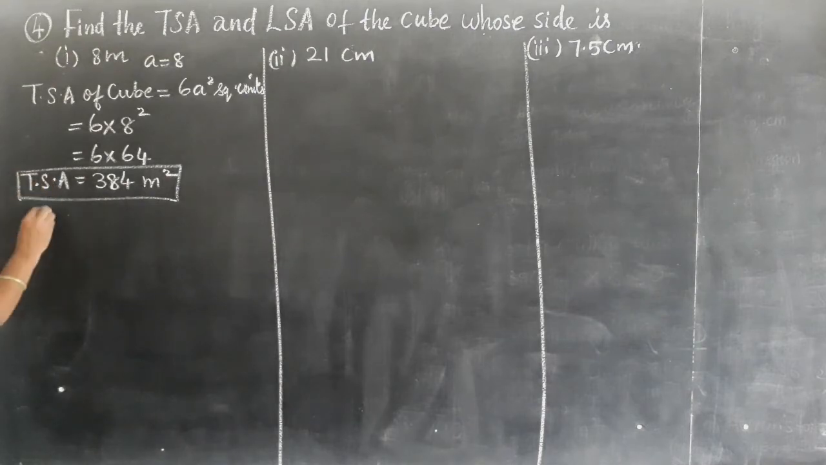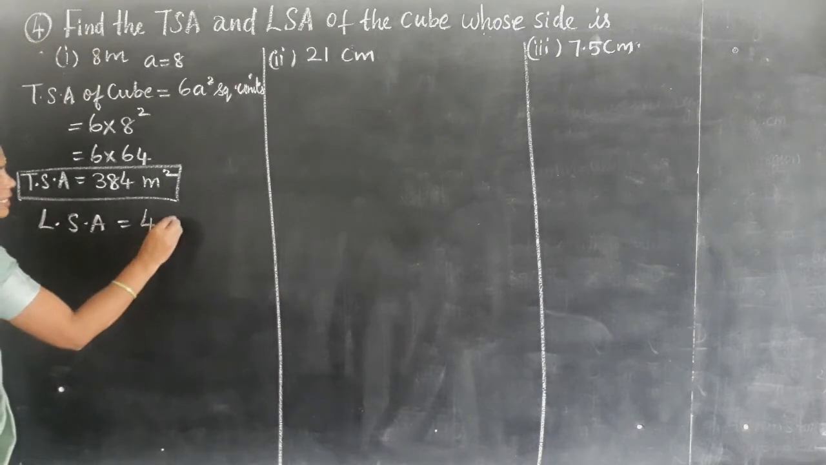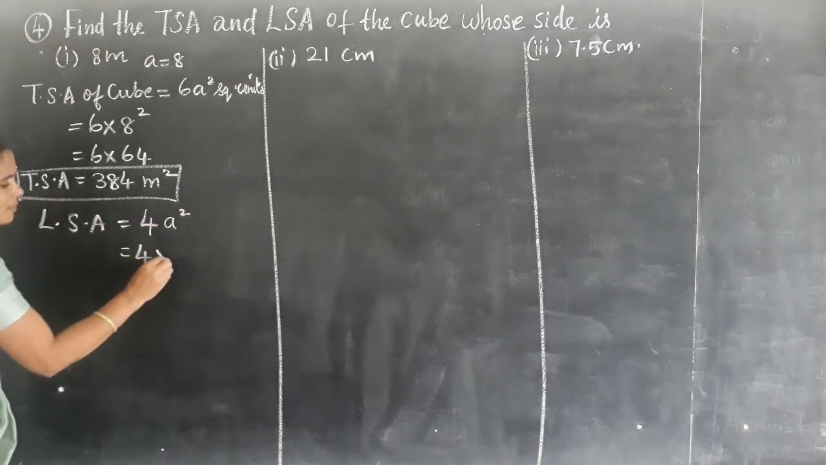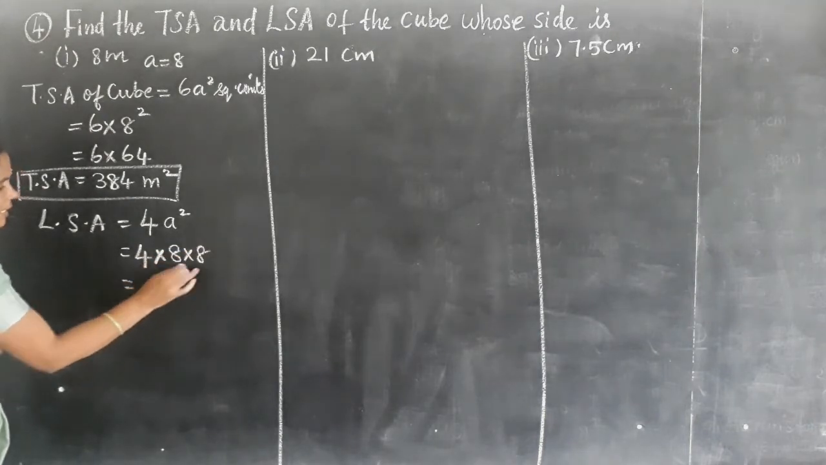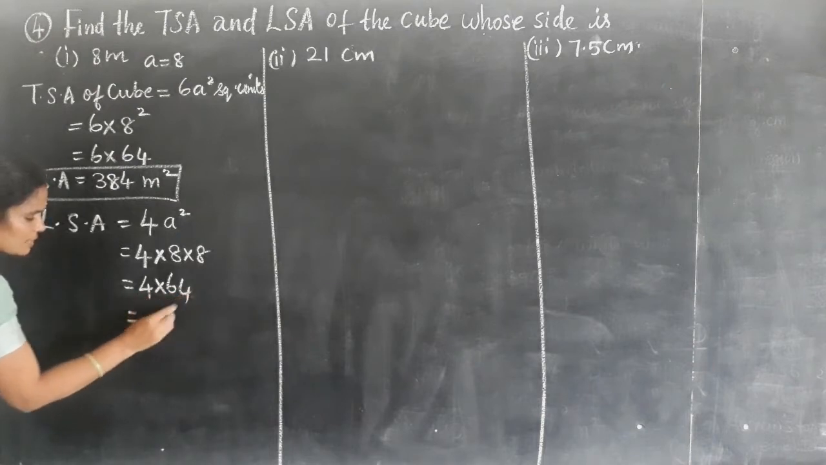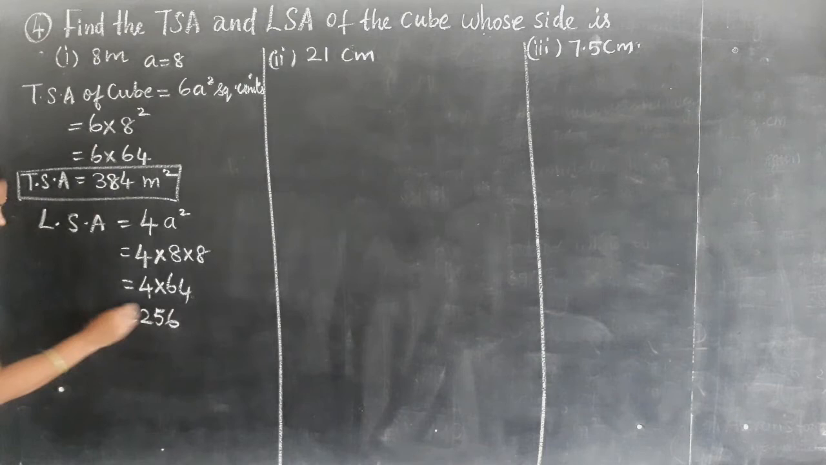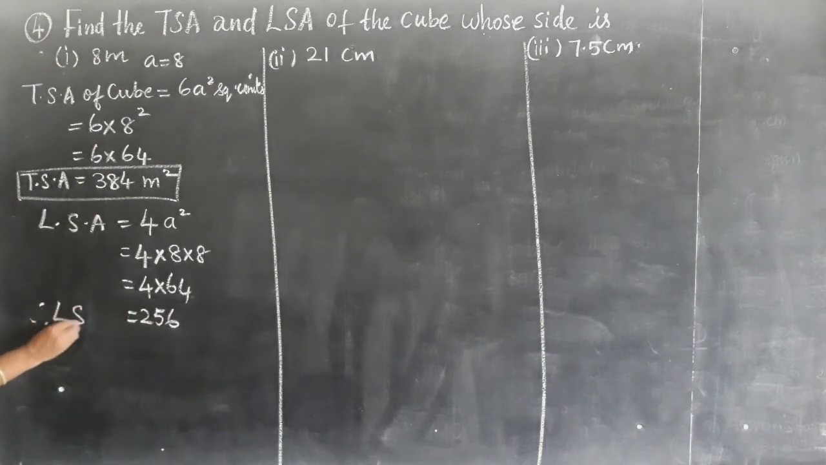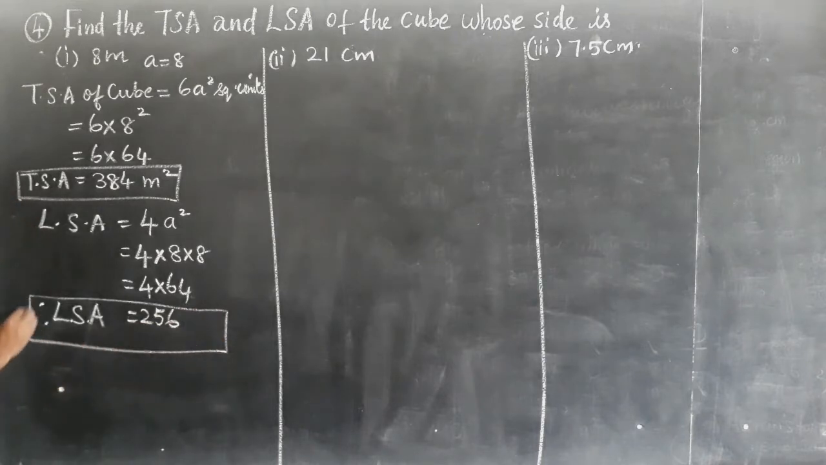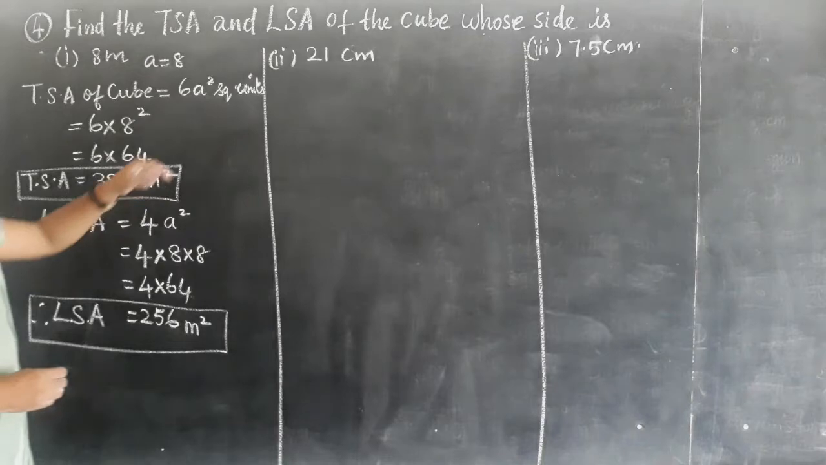And then LSA. LSA is equal to 4a square. So 4 into a, that is 8 into 8. 8 8s are 64. So 4 4s are 16, 6 4s are 24, 24 plus 1, 25. So therefore, LSA is equal to 256 meter square. Question number 2.